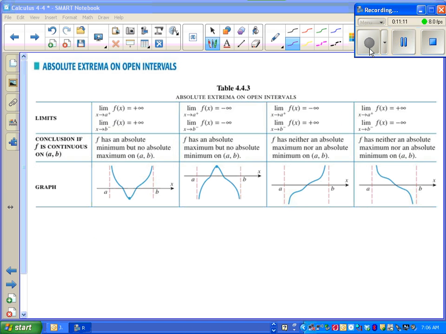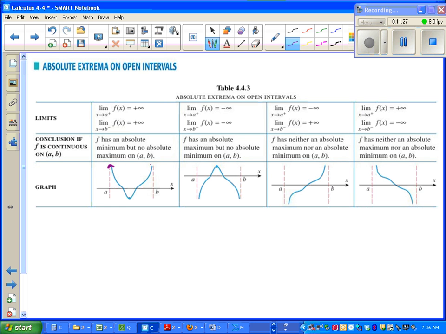This box is filled with a little bit more common sense after you stop and think about it. Reading the words on here doesn't seem like common sense, but the ideas behind it do. We're dealing with open intervals now where we have an asymptote. If we go up on both ends, on both sides of that asymptote, then we must have a minimum somewhere, an absolute minimum.